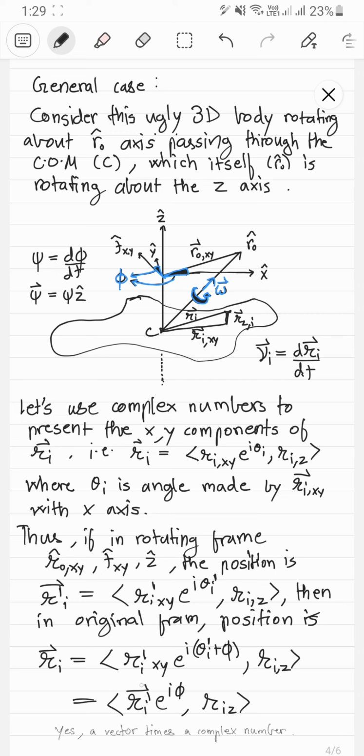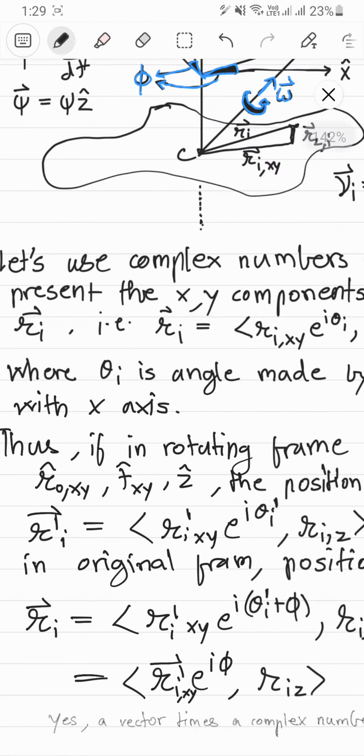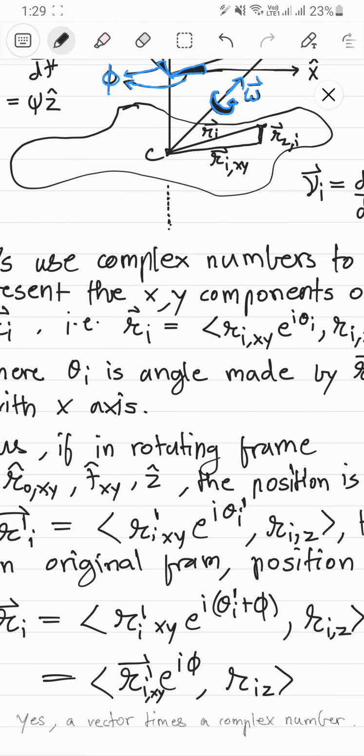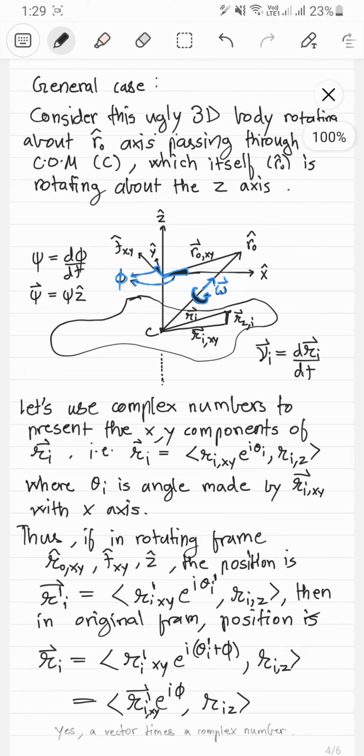And now we can use Ri dash e power i theta i dash as the Ri dash vector, but it should be in xy, sorry, right? So it's just the xy vector as seen in the rotating frame, times e power i phi. So rotating that by phi anti-clockwise about the z-axis will give us the vector Ri xy, without the dash, as seen in the original frame, right?